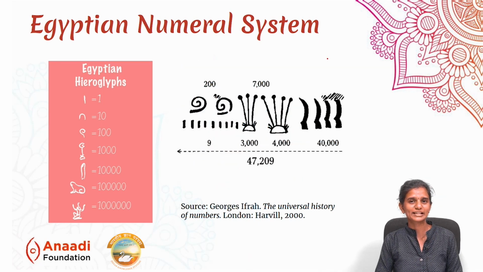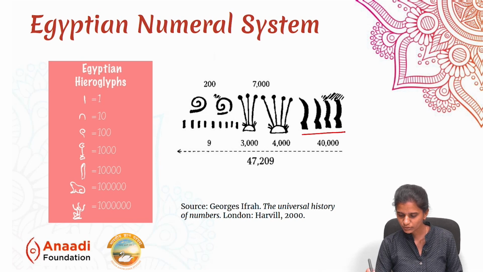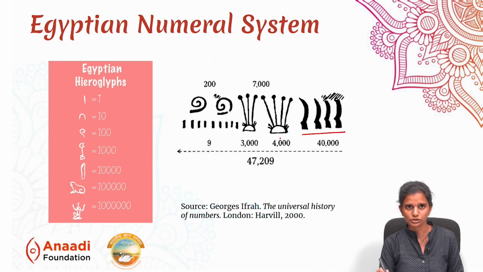Now, let us look at an example of how it was used. Here, the number given is 47,209. But just to write this number, it takes this much space. We must write the symbols of 10,000 4 times. And then we have 4,000 and 3,000 to represent 7,000. Then we have to write 2 hundreds and 9 ones.